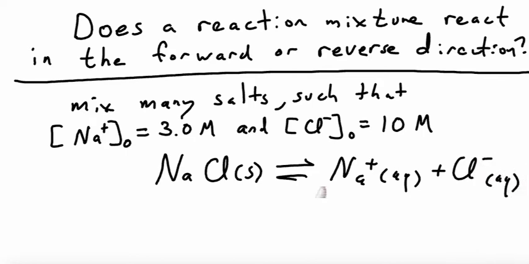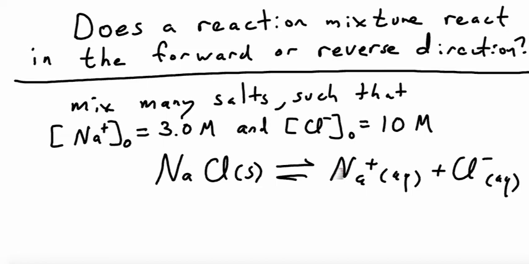So the question is, if initially we have 3 molar of this and 10 molar of this and some leftover solid as well, which way does the reaction proceed? Does it go to the right or does it go to the left? Do we start precipitating more sodium chloride, or do we actually dissolve some of the solid to make more dissolved ions? So that's what we're asking. Do we go in the forward or reverse direction?